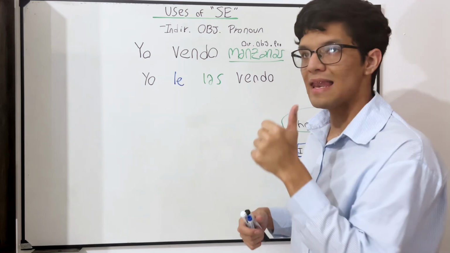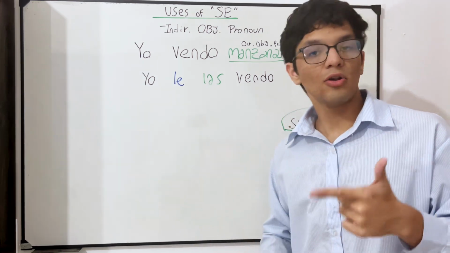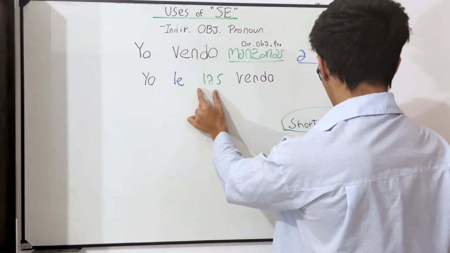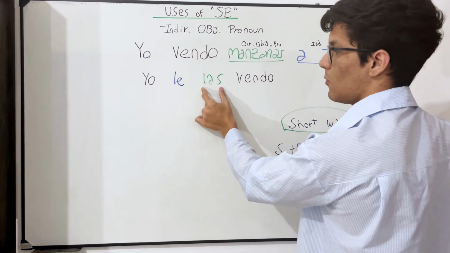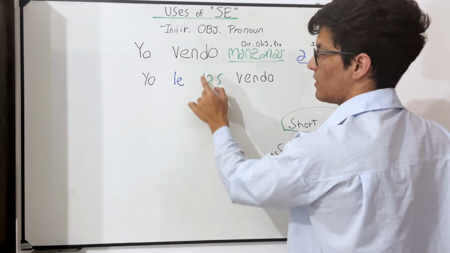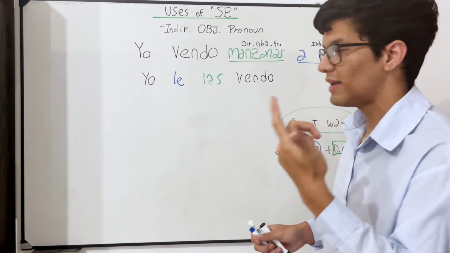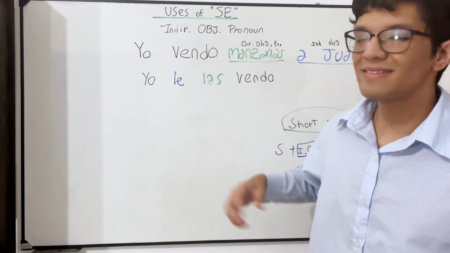We cannot say le, les, la, las, lo, los. We cannot say the pronoun le or les plus the direct object pronoun. We can never say it with this type of verb, this type of pronoun that starts with an L. We can never say "le la," "le lo," etc. Why? Basically because it sounds weird.